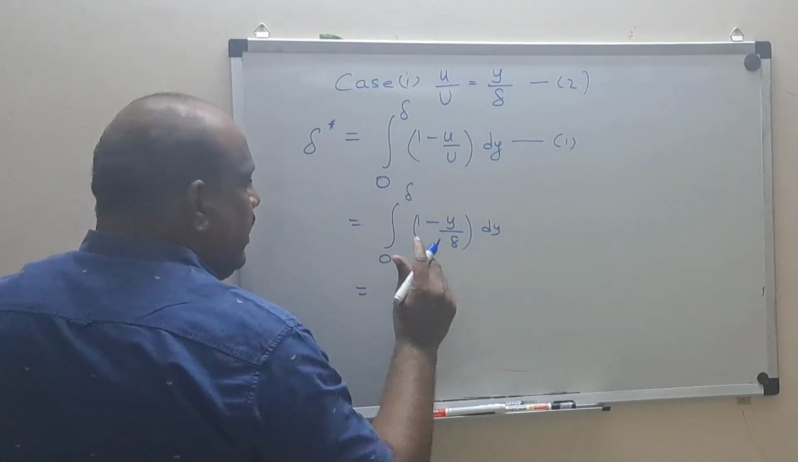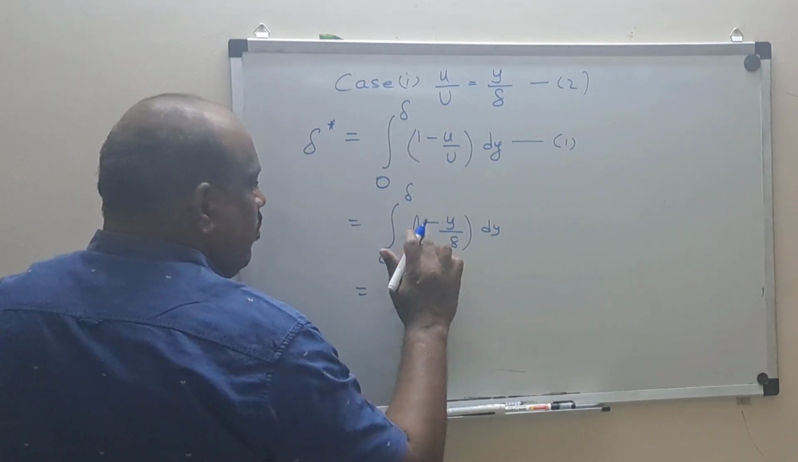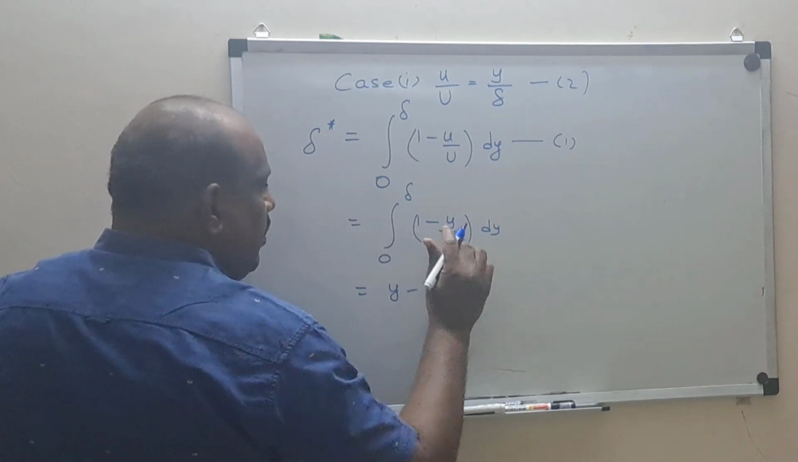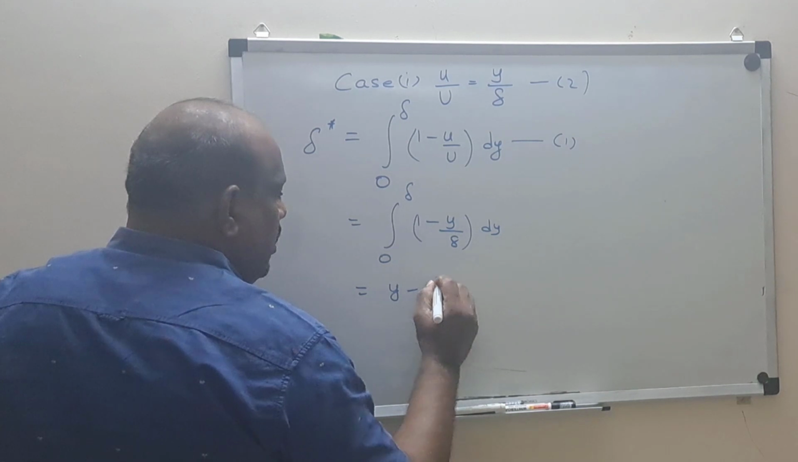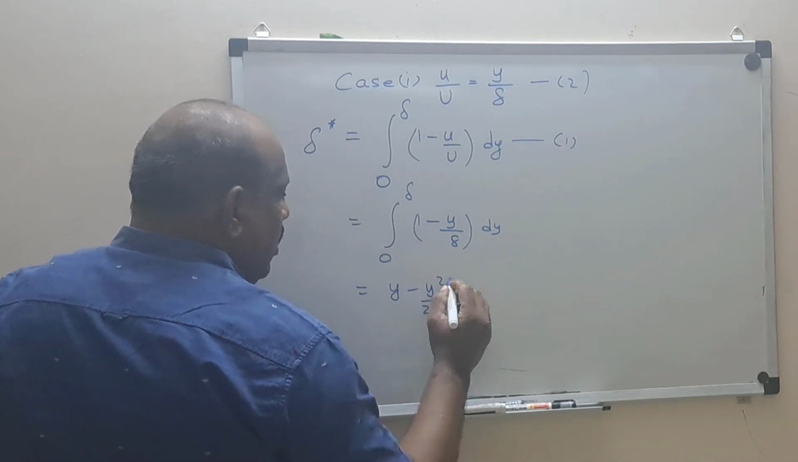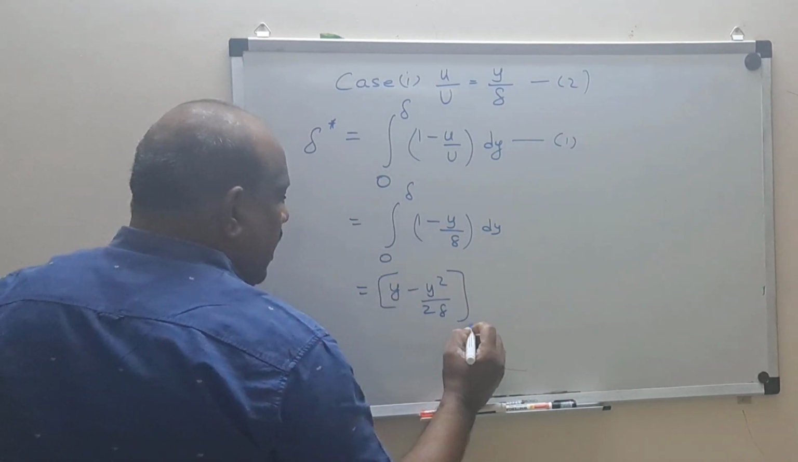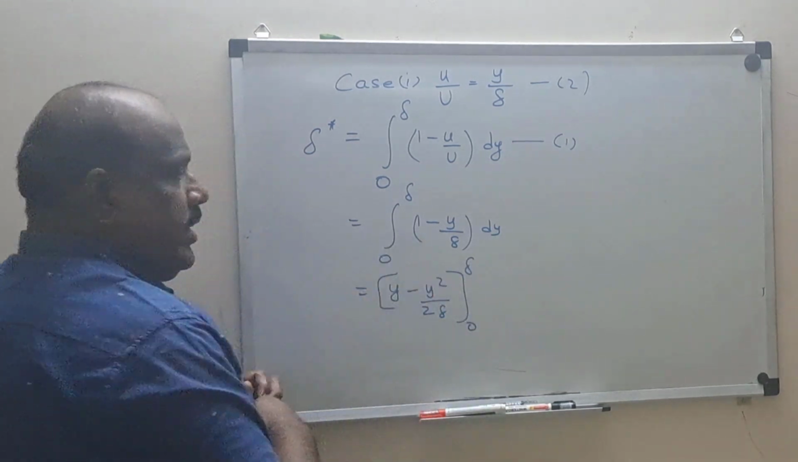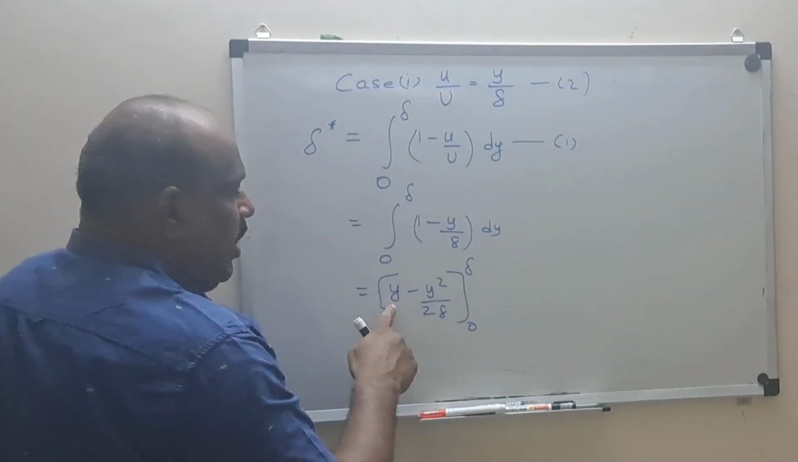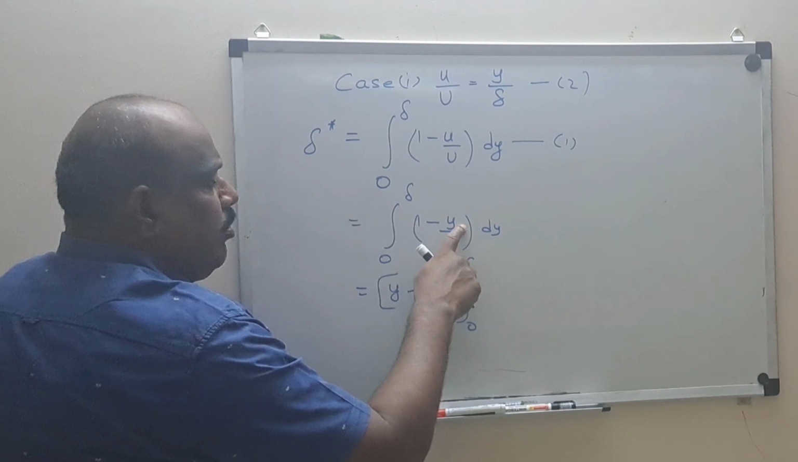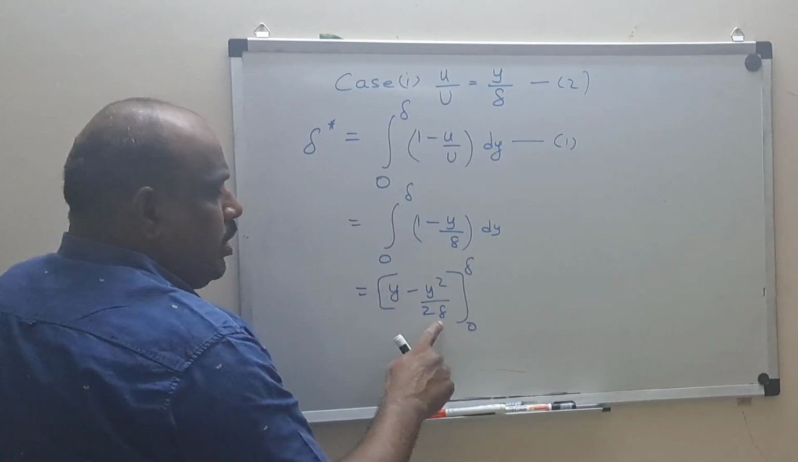When I integrate this, 1 will become y, and this will become y squared by 2, so y squared by 2 delta, with the limits 0 to delta. I hope you got the meaning of integration. When I integrate a constant, it will be along with the variable. When I integrate y, it will become y squared by 2. So y squared by 2 into delta.